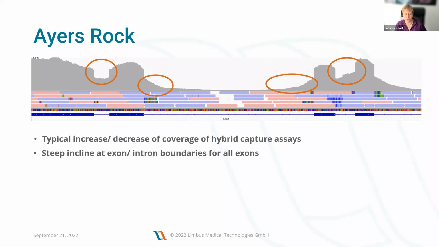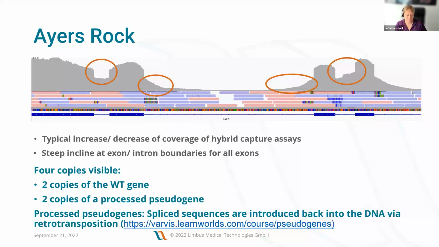But you see also the steep incline and the exon-intron boundaries, which looks more like amplicon-based. But what you actually see here is 4 copies: 2 copies of the wild-type gene, that would be the hybrid capture assay coverage, and then 2 copies of a processed pseudogene. And for those who don't know what a processed pseudogene is, this is a spliced sequence which is introduced back into the DNA via retrotransposition.